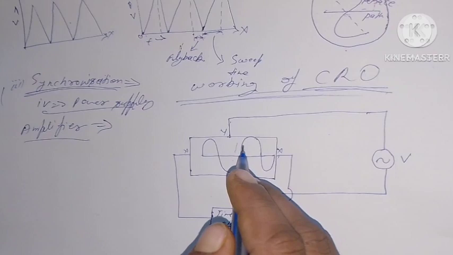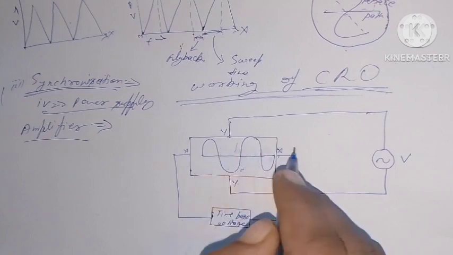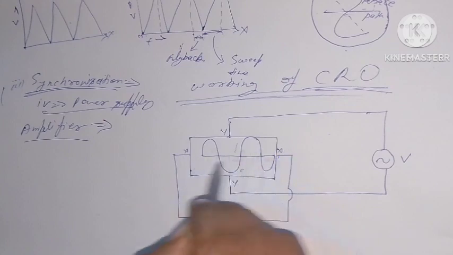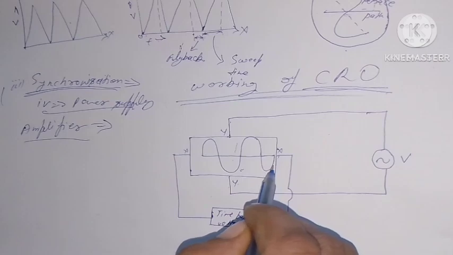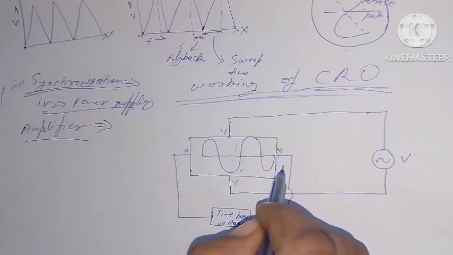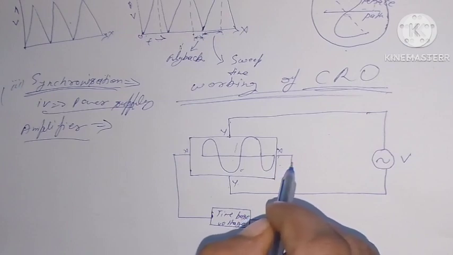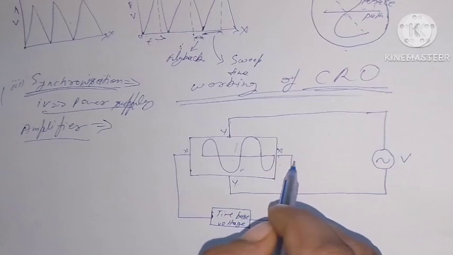When the time-based voltage is applied to the X plate, it makes the spark move in a horizontal direction, and as the spark reaches the end of the screen, it is again made to fly back to the starting point. Since the electron beam is now free to move in two perpendicular directions, actual pictures of the waveform will be found on the screen.